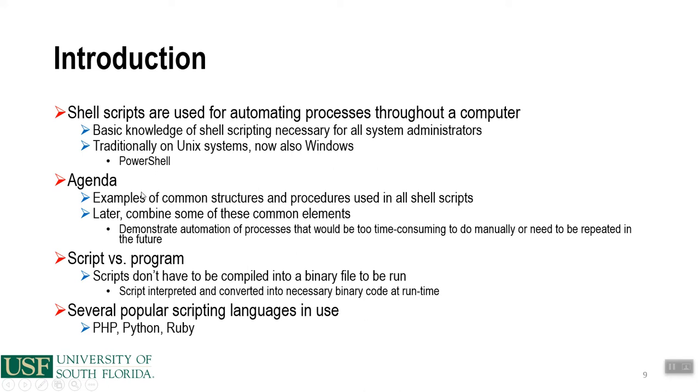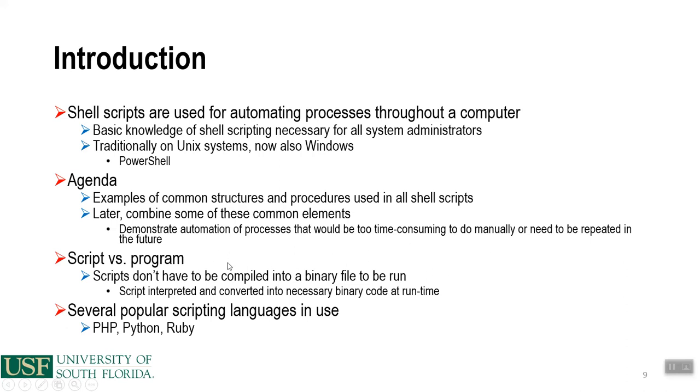So what we're going to be talking about is examples of common structures and procedures used in all shell scripts. And we're going to combine some of these common elements. Now, I'm not going to be going into the VM and actually typing up shell scripts for you. That's going to take a lot of time throughout the lecture. But rather, I'm going to have some examples of shell scripts and walk you through the major components of them. I'll also provide some of the mechanisms that you can use within shell scripting to automate tasks. And I'll give you some examples in which these tasks would actually be useful. So the goal is to demonstrate the automation of processes that would be too time-consuming to do manually or need to be repeated in the future.